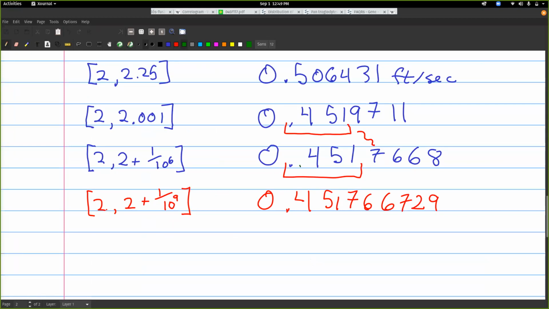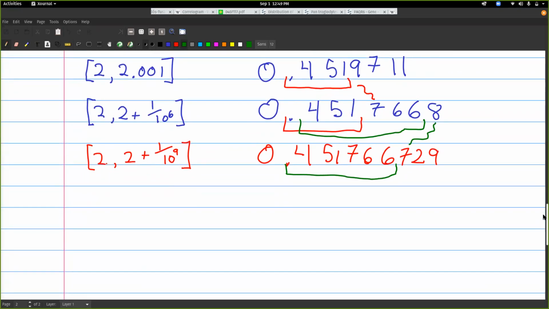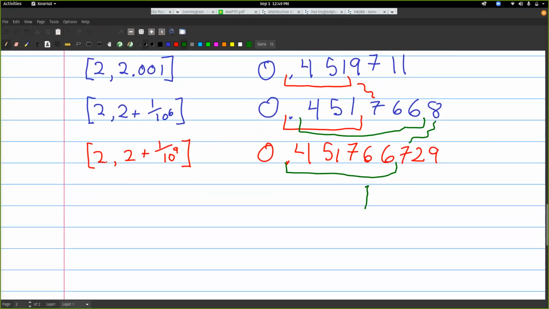So this one agreed with the previous one all the way up to there. Wow. So we get agreement all the way up to there. And then 7 and 8 actually aren't so far apart. So do you see what's happening here? So we're defining a real number sort of a little bit at a time.